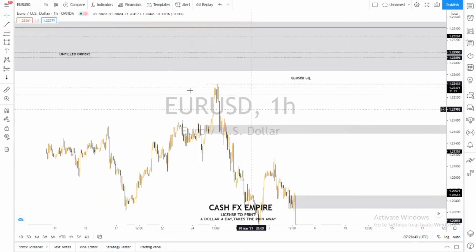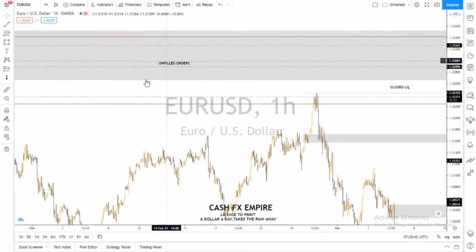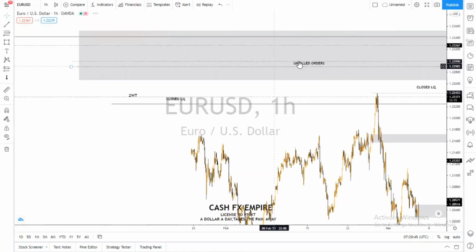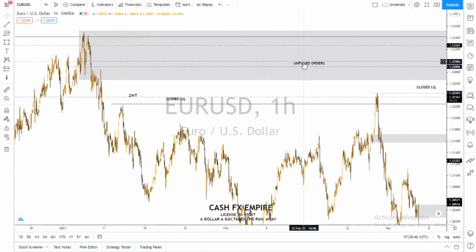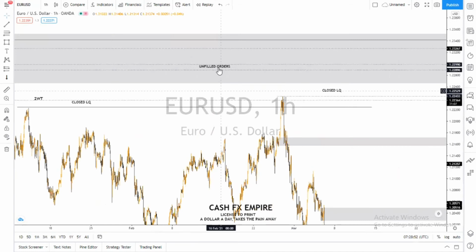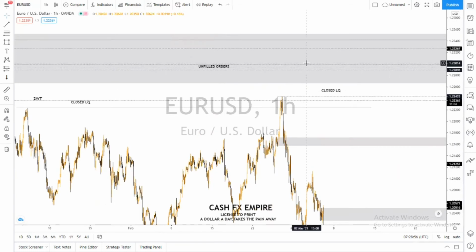But despite that, there are some unfulfilled orders. When you look at the H4, I want price to come and take all these orders, then I can be confident in selling this. So this is a structure I'm looking at. If you look at DXY, this is more of the same as the area of interest that we have on DXY, and inversely correlated, this is the area of interest on euro dollar.